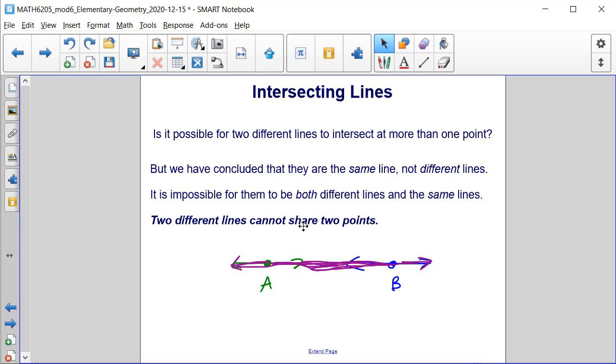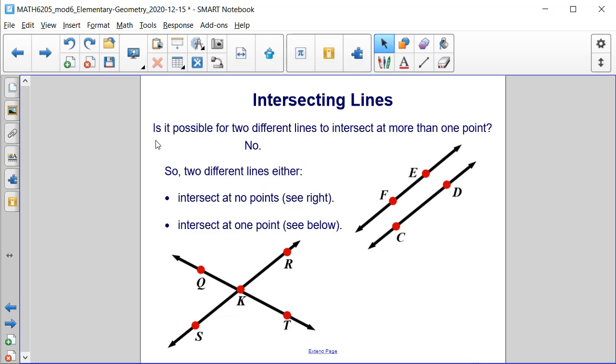Two different lines cannot share exactly 2 points and all the points in between. There is only one line that can be drawn through any 2 points. So what we have found is the answer to this question, it's no, it is not possible for two different lines to intersect at more than one point. So two different lines either intersect at no points, as shown over here to the right, or they intersect at exactly 1 point, shown as point K in this diagram.